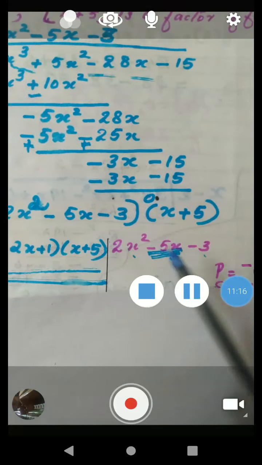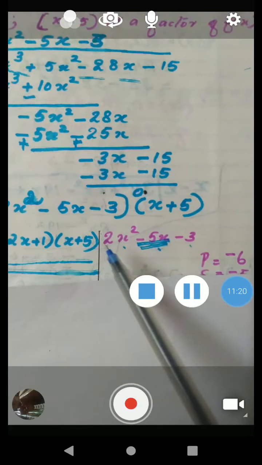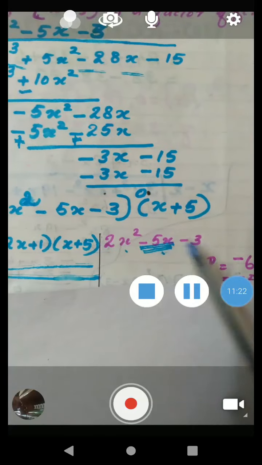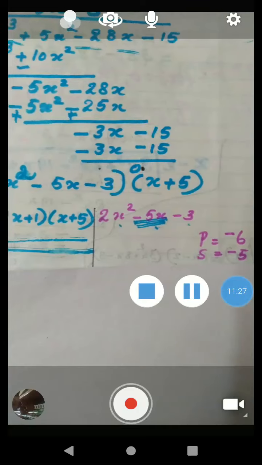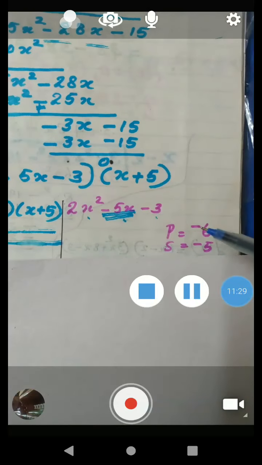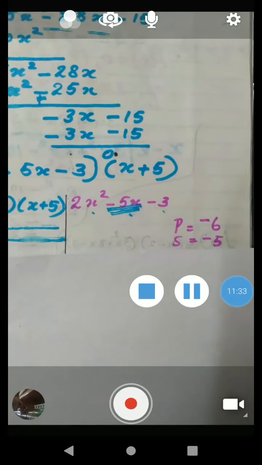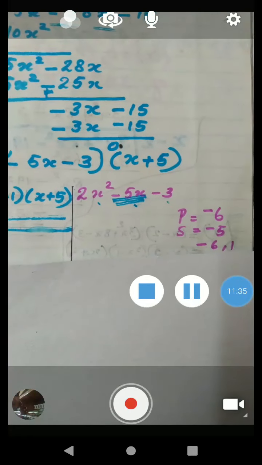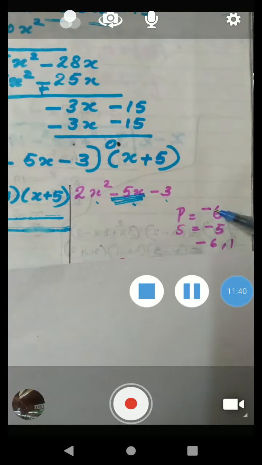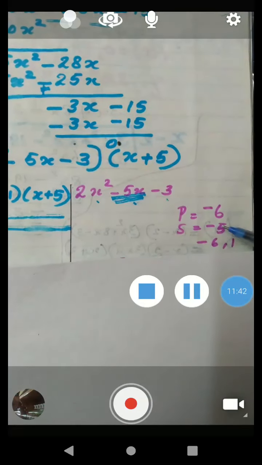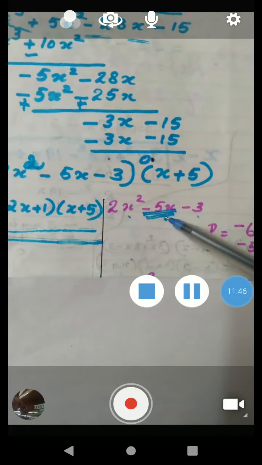2x square minus 5x minus 3. Take product and sum. Product is equal to 2 into minus 3, that is minus 6, and sum is minus 5. Find two numbers whose product is minus 6 and sum is minus 5. Find two numbers: minus 6 and 1. Minus 6 into 1 is minus 6. Minus 6 plus 1 is minus 5. Okay, product and sum.